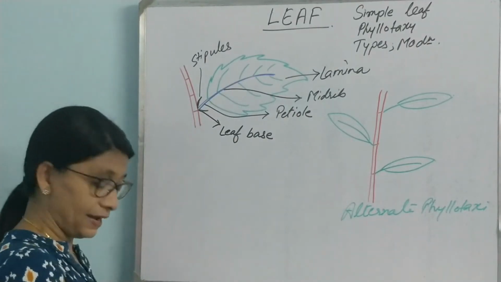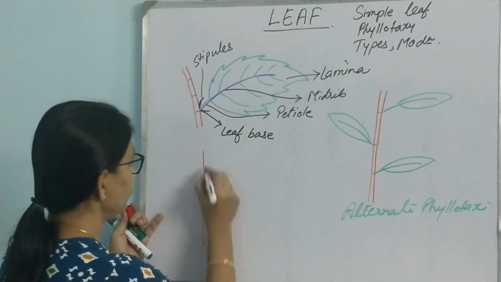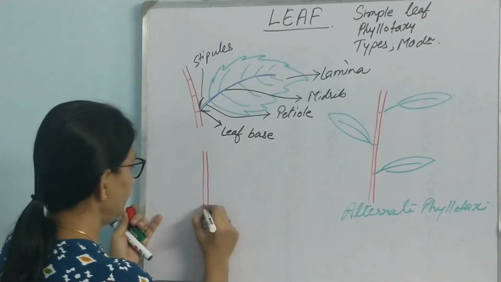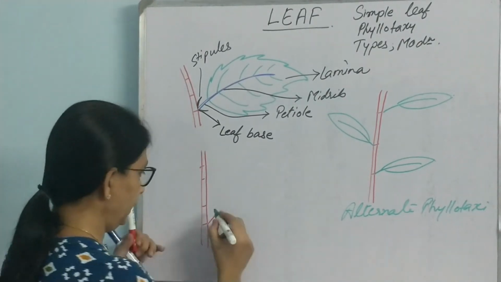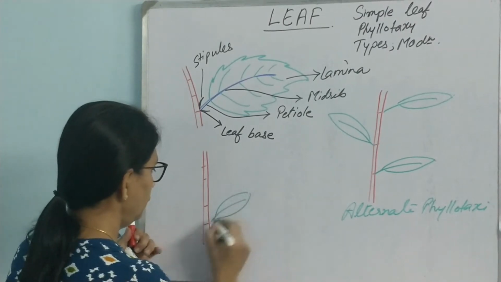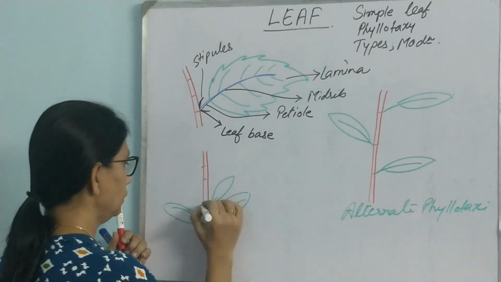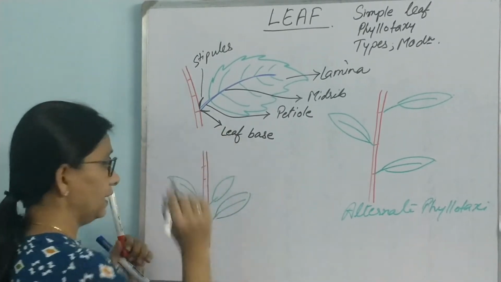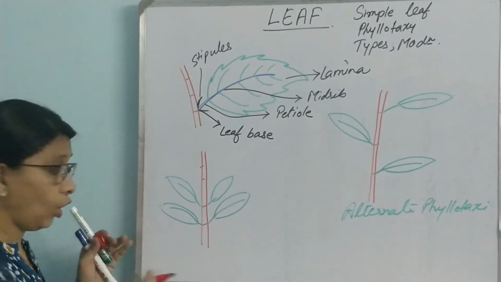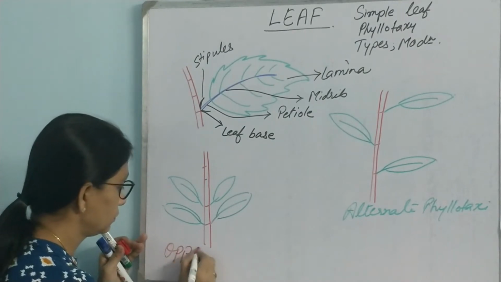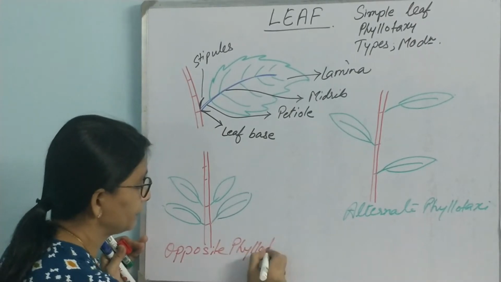Then we might sometimes have, suppose this is the branch, and these are the nodes, and then we have two leaves per node on both the sides. Two leaves per node, and so on and so forth. This kind of arrangement is known as opposite phyllotaxy.